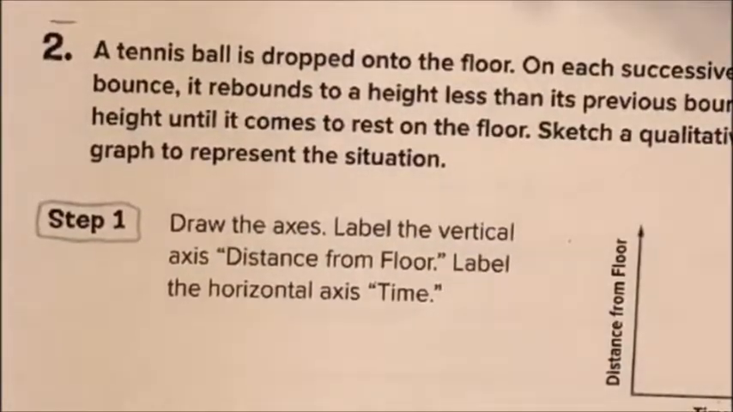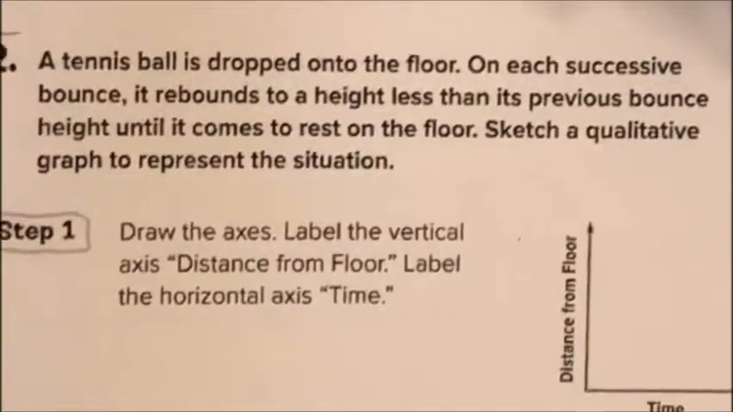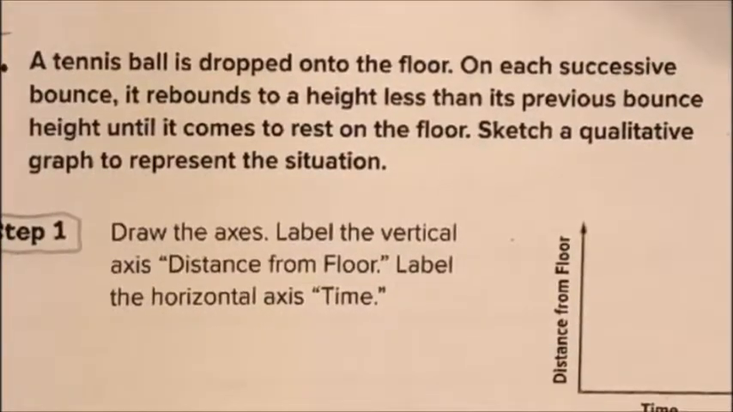So let's look at number 2. Number 2 says, a tennis ball is dropped onto the floor. On each successive bounce, it rebounds to a height less than its previous bounce height until it comes to rest on the floor. Sketch a qualitative graph to represent the situation.